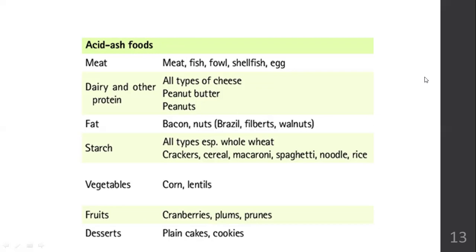So acid ash diet should maintain the urine pH between 4.5 to 5. When you do the urine test, when you test the pH of your urine, acid ash diet should make your urine a little bit more acidic.